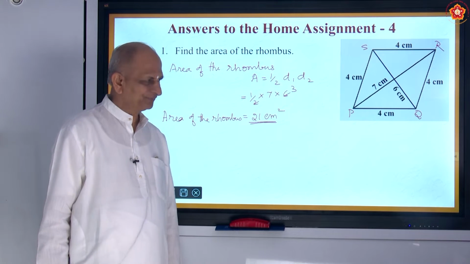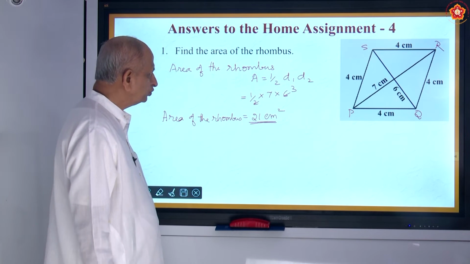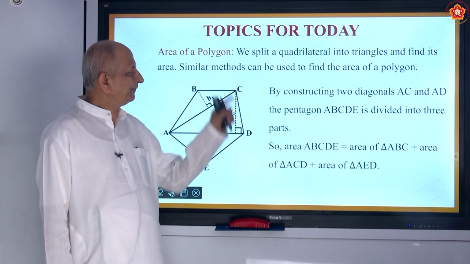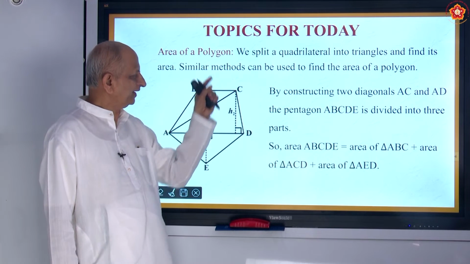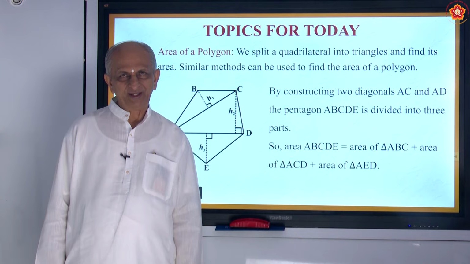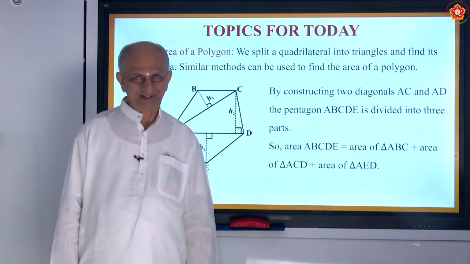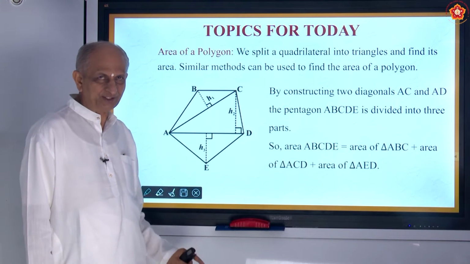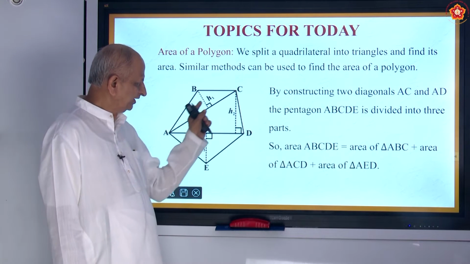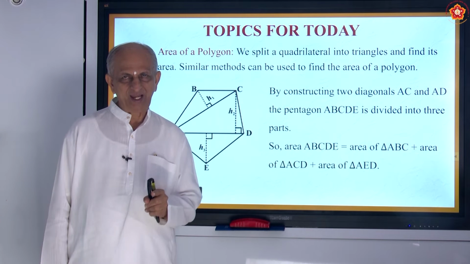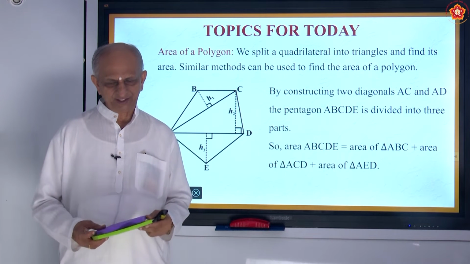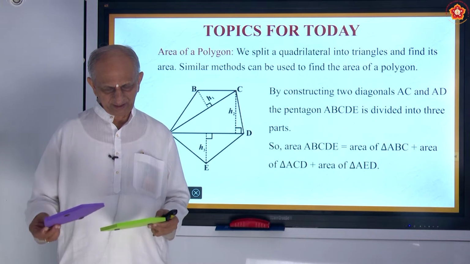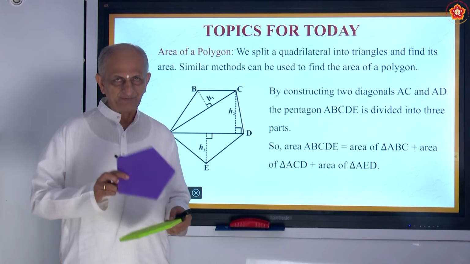Okay. Now we will pass on to the topic for today, area of a polygon. So what is a polygon? Polygon is a plane figure having 3 or more than 3 sides. If there are 3 sides, we call it as triangle. 4 sides, quadrilateral. 5 sides, pentagon. See, this is one model of the pentagon.